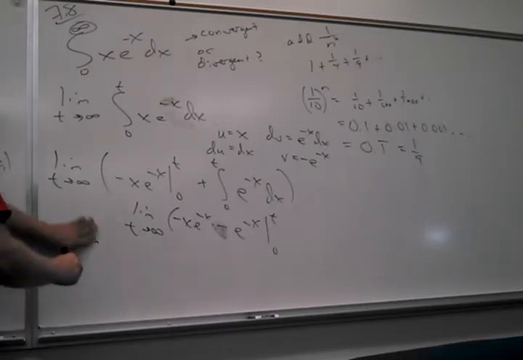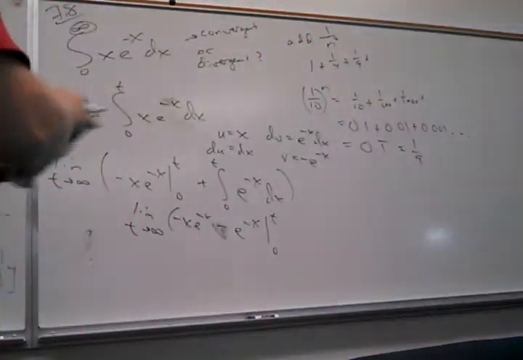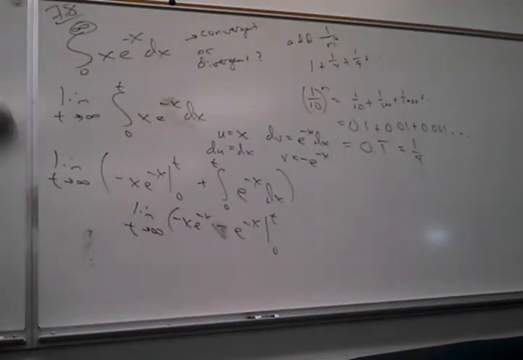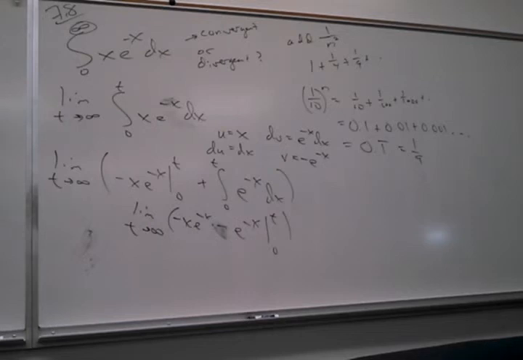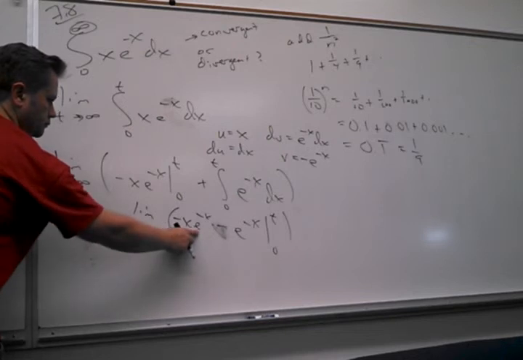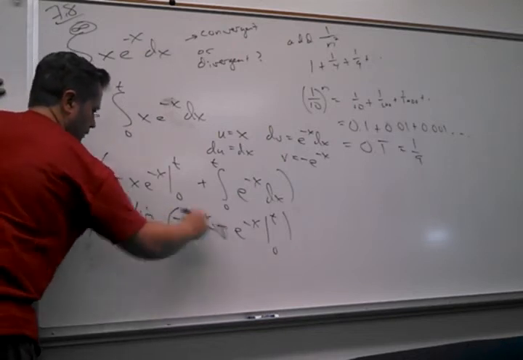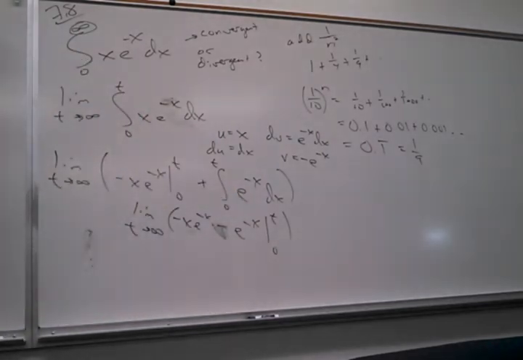So I get the limit as t goes to infinity. Put a t in there. And what do I get when I put a 0 in there? Yeah, I get 0 here, right? Plus, minus the negative, so plus e to the 0, so I get plus 1.